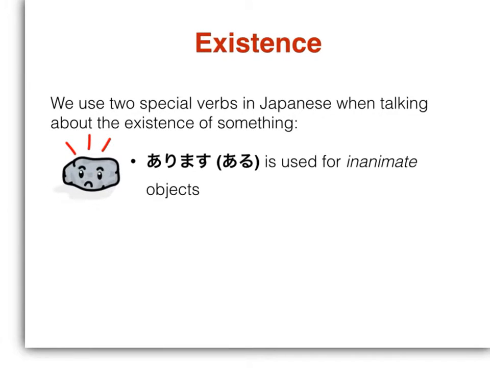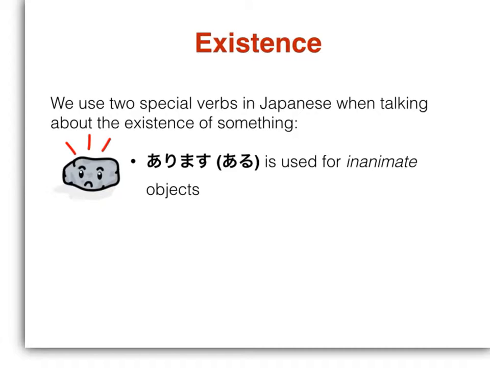Arimasu, the dictionary form of which is aru, is used for inanimate objects. An inanimate object is an object that can't move under its own power. Plants, flowers, trees, rocks, and so on are inanimate. It may be alive, but it's unable to move under its own power, and is therefore an inanimate object.